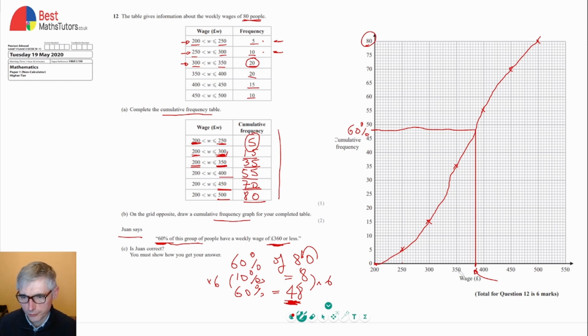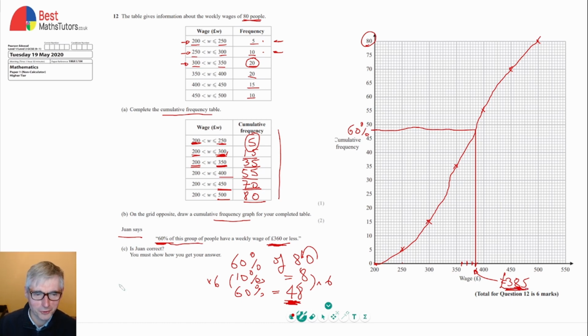So if we read across, we're going in tens. Two of these small squares is 10. So 360, 370, 380. So that's going to be 385 there. So 385. So in fact, 60% of people have a weekly wage of £385 or less. So Juan is actually wrong. It's not 360, it's 385 that 60% of people earn less than.